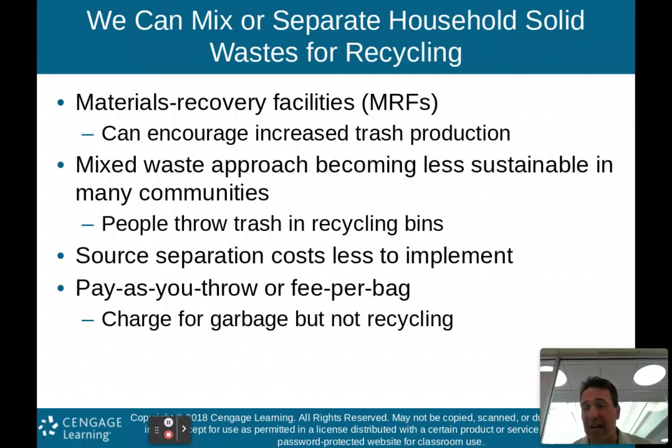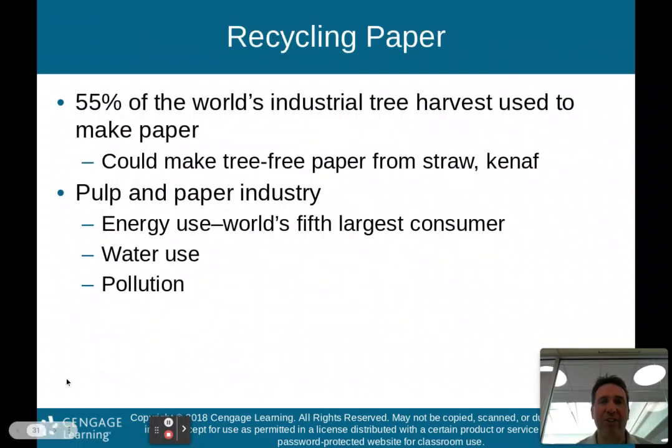So we've been doing this, guys. We've been doing this for years. And the idea is to just ramp it up now, do more of this recycling if we possibly can. Again, paper: 55% of the world's industrial tree harvest is used to make paper. We could make tree-free paper from straw or kenaf. We talked about that in a previous chapter, but we could also recycle the paper, right?